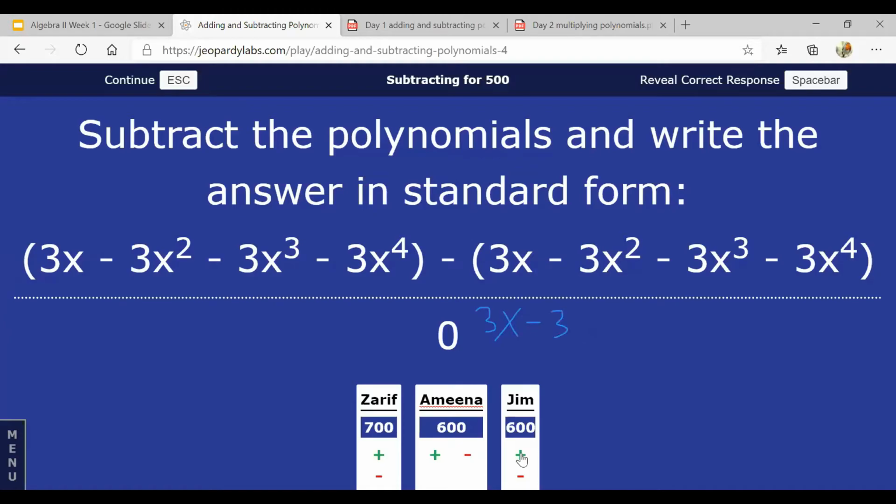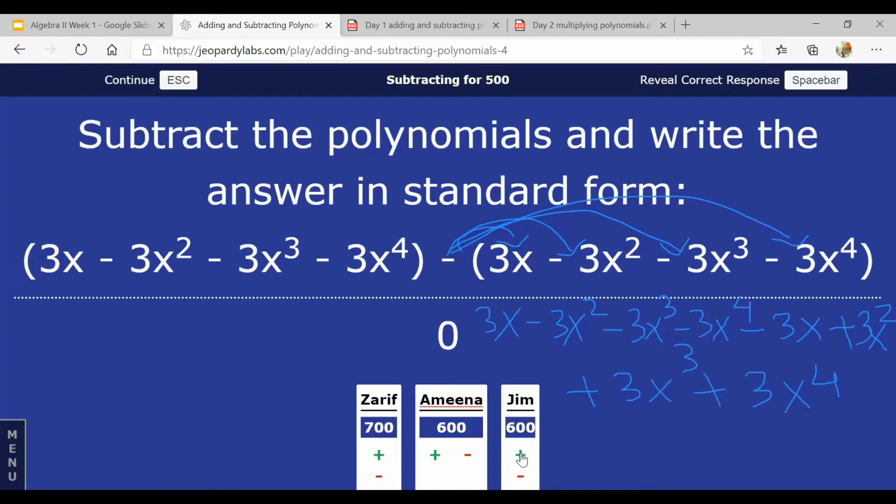3x minus 3x squared minus 3x to the third minus 3x to the fourth. And okay, this was not a good idea. Minus 3x. Remember to distribute the negative, okay? So distribute, and distribute, right? So negative 3x, and you have plus 3x squared, and you have plus 3x to the third and plus 3x to the fourth.